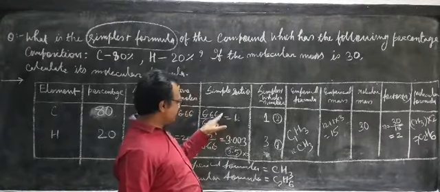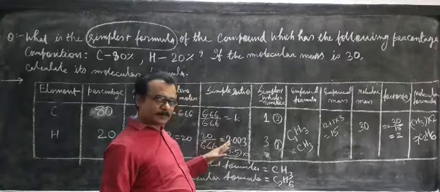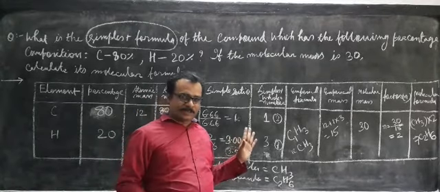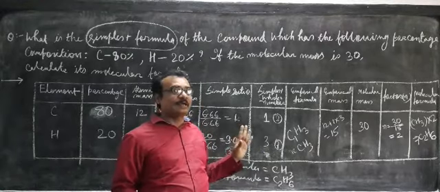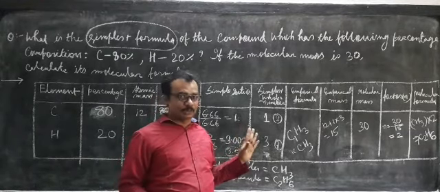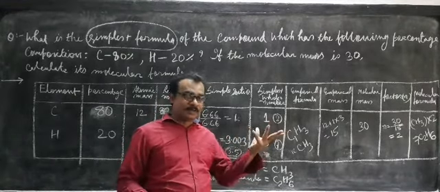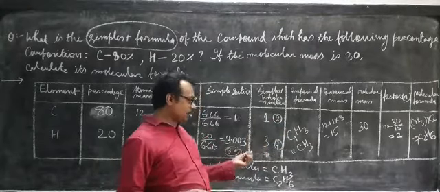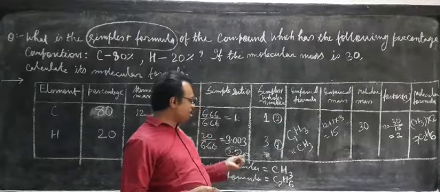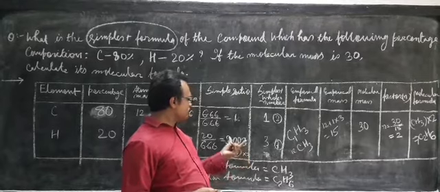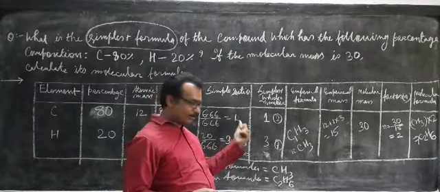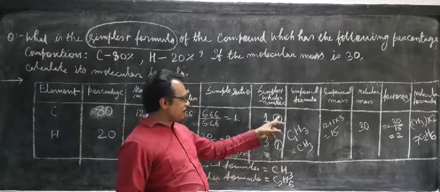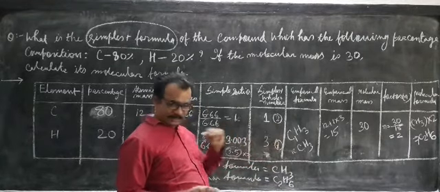Whatever the simple ratio is, if it is not possible to neglect the number written after the decimal, in that case we have to multiply by a certain number so that it becomes a whole number. So here, to make the whole number, we multiplied 3.5 by 2. Since this one is multiplied by 2, this one should also be multiplied by 2. In that case, the simplest whole numbers you will get are 2 and 7.